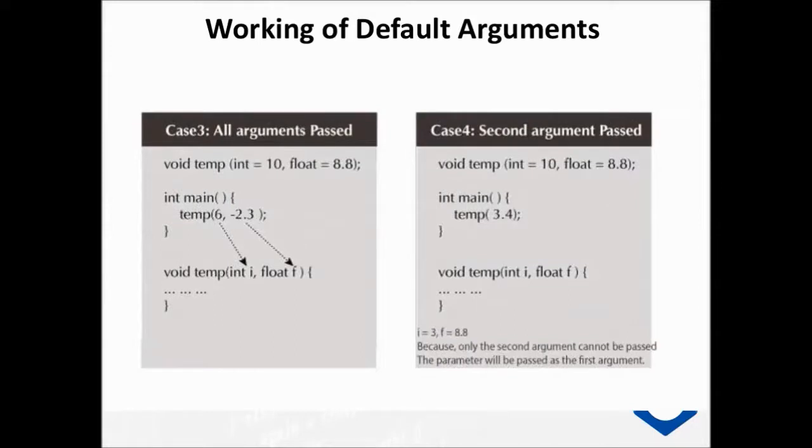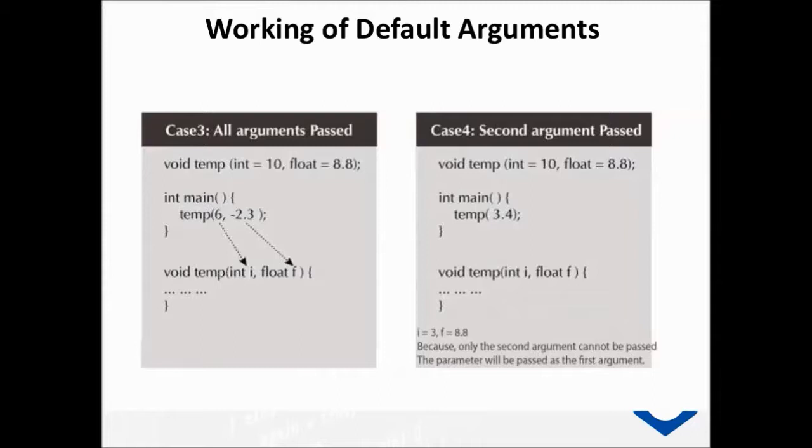Similarly, in case 3, when we call function temp(6, -2.3), both the default parameters are overridden, resulting in i taking the value 6 from the function call, and f now taking the value -2.3 from the function call.